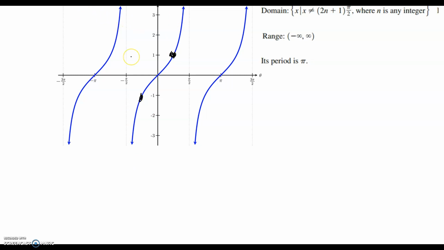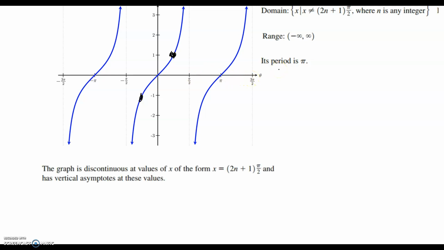Now this one, so remember sine and cosine had a period of 2 pi, but tangent actually has a period of pi. So if you were to measure from negative pi over 2 to pi over 2, this is where that one window of rotation happens. That's a distance of pi. And then it starts to repeat itself again for the next distance of pi. So the period is pi.